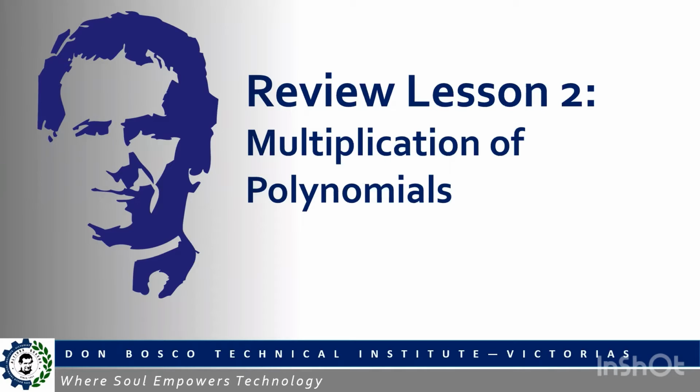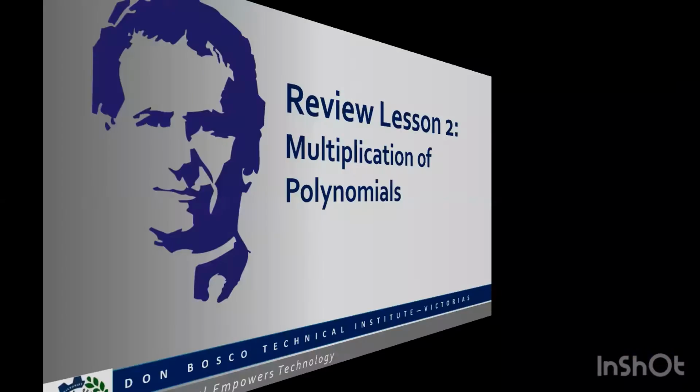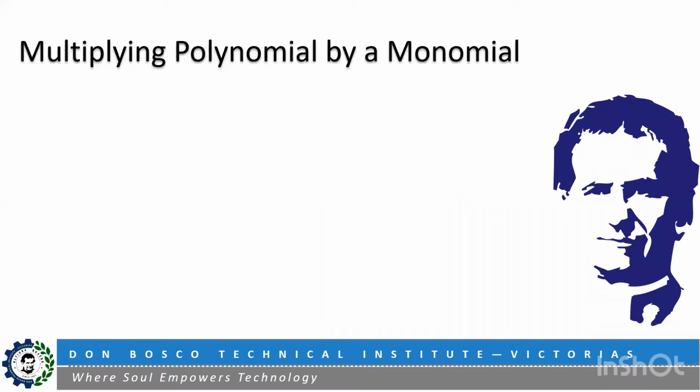Unlike addition and subtraction of polynomials, where only like terms undergo these operations, multiplying unlike terms is actually possible. Let's take this for example. Multiplying polynomial by a monomial. To operate this one, we multiply each term of the polynomial by a monomial.